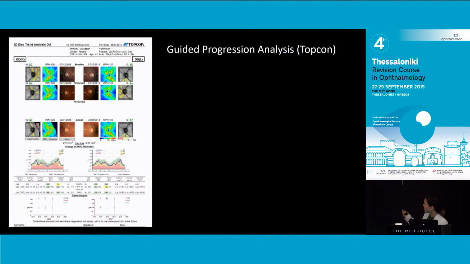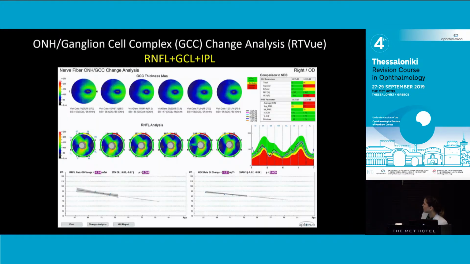This is the TopCon, a very similar approach. You have your baseline here, you have your follow-ups, you have your trends, and again, your indices there. This is the one from the RTVue. You get the graph from the macular complex.